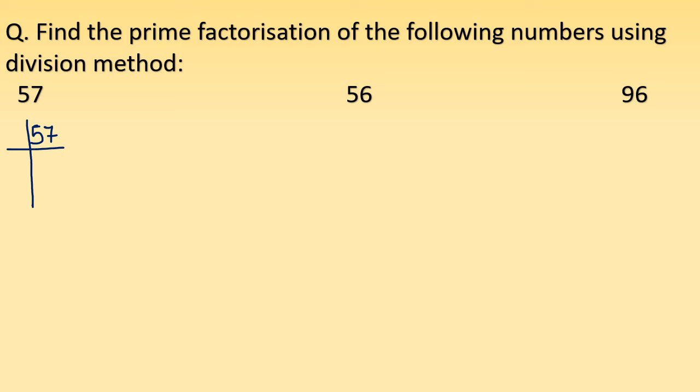As you can see that we have 7 at the ones place, which means this number is an odd number which is not divisible by 2. So we cannot take 2 to divide this number. Now let's check the divisibility of 3. 5 plus 7, 12. 12 is divisible by 3, which means 57 is also divisible by 3. So let's divide 57 by 3.